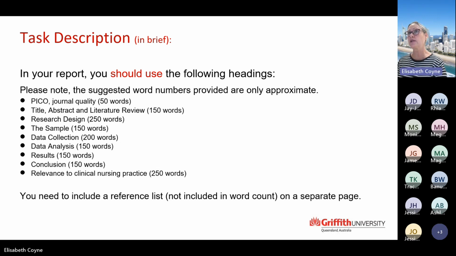Headings are included in the word count because that's what we normally expect. But you don't need to put the whole heading that we've got there. And the thing is you've got a lot of words to use, 1,500, which you should be able to use 10 words of on headings.